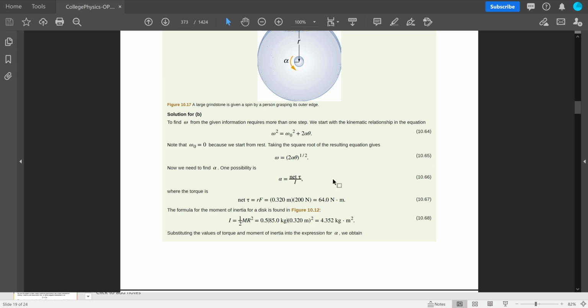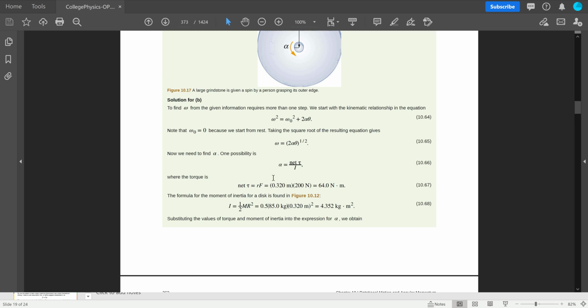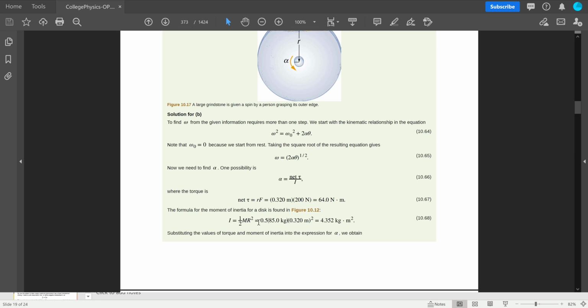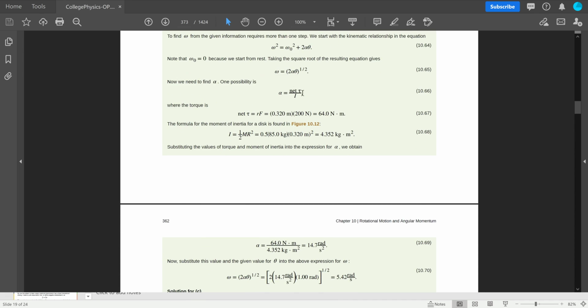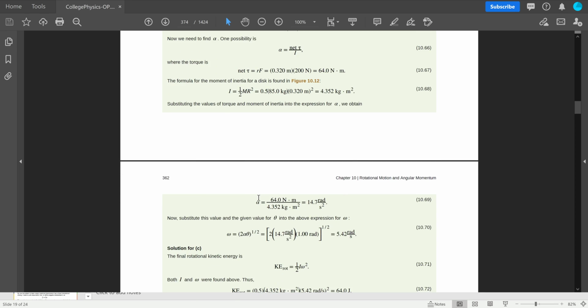So we still have to find our alpha though. Well, we know that our torque, which we have, is 64 newton meters from above. And we have to find our I to find our alpha. So the moment of inertia for this cylinder is 1/2 mr squared, which is 0.5, from the 1/2, times our mass given, which is 85, times our radius, 0.32 squared. So that's 4.352 kilograms meters squared. Now we substitute this I into our alpha equation. So alpha is equal to 64 over 4.352, so that's about 14.7 radians per second squared.